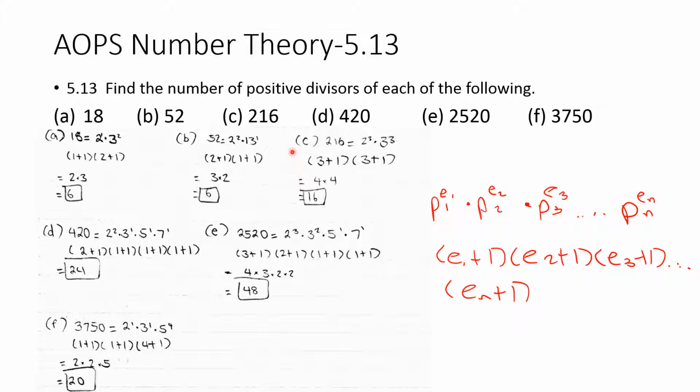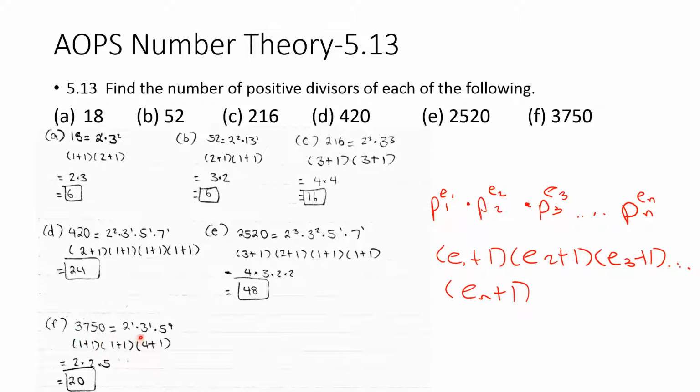which is also 6. And C, 216 is equal to 2 to the power of 3 times 3 to the power of 3. So the number of positive divisors would be 3 plus 1 times 3 plus 1, which is 4 times 4, which is 16. 420 is equal to 2 to the power of 2 times 3 to the power of 1 times 5 to the power of 1 times 7 to the power of 1, and if you do the same thing, it's 24. 2520 is equal to 2 to the power of 3 times 3 to the power of 2 times 5 to the power of 1 times 7 to the power of 1. If you do that, it will be 48.